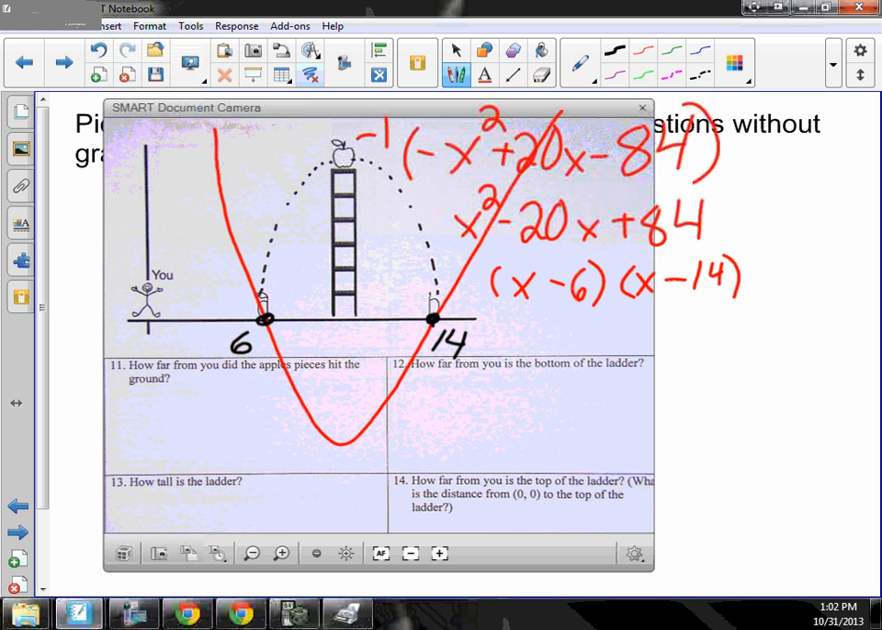How far from where you're standing is the bottom of the ladder? How'd you get 10? The average of 6 and 14. 6 plus 14 is 20, divided by 2 would be 10 feet. And we assume that's the middle of the ladder, just to make things easier. Okay? Number 13. How tall is the ladder?